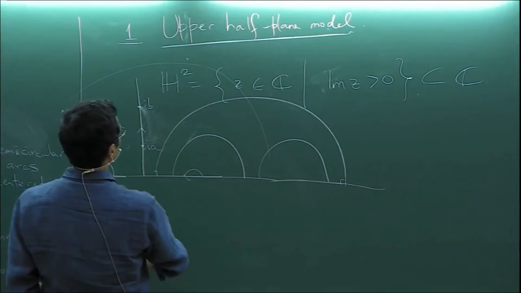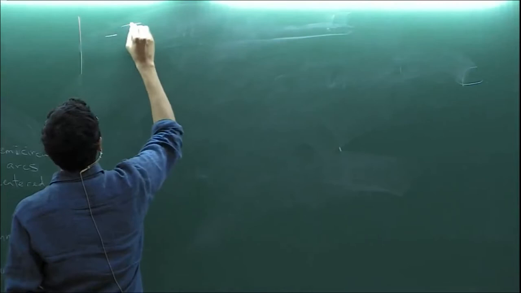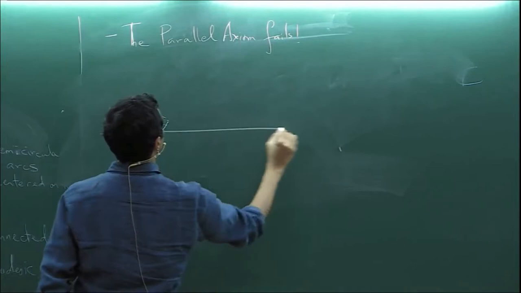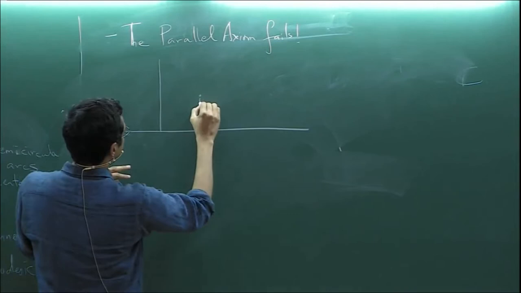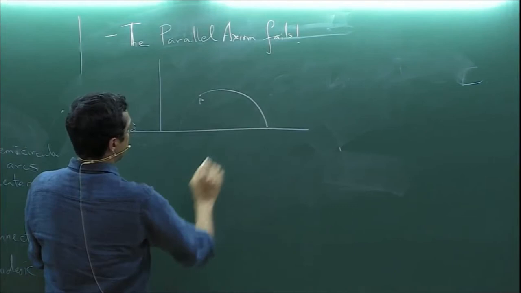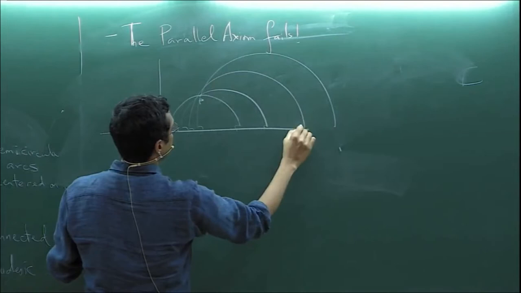A second consequence I'll just mention for its historical significance: the so-called parallel axiom fails. In Euclidean geometry, if you look at a straight line and you pick a point outside it, then there's a unique line which passes through that point and doesn't intersect the given line. So here's your vertical geodesic. That's the analog of a straight line on the hyperbolic plane. If you pick a point outside it, there's obviously some geodesic you can draw, and you can draw lots of them. There are infinitely many of them. They're all semicircles perpendicular to the boundary, so they are all geodesics, and they are all disjoint from this one.